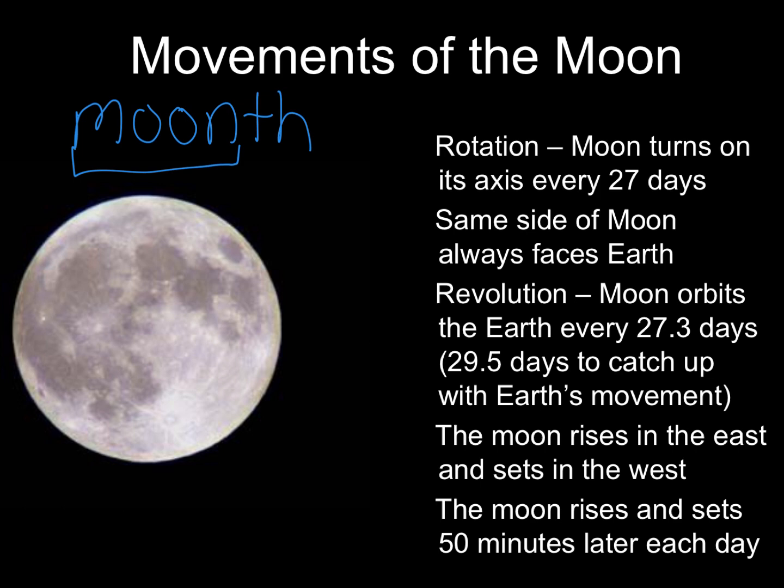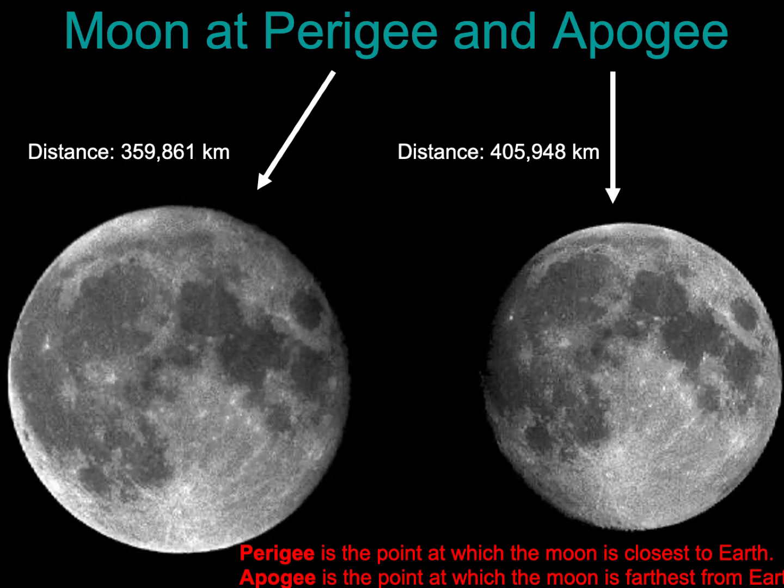The moon rises 50 minutes later each day, and the tides are later each day by the same amount because it has to catch up with Earth's rotation. The moon, like the Earth, revolves in an elliptical orbit, meaning that sometimes it's closer to the Earth than others. At perigee, the moon is closest to the Earth and looks slightly bigger. And at apogee, the moon is farther away and looks slightly smaller.